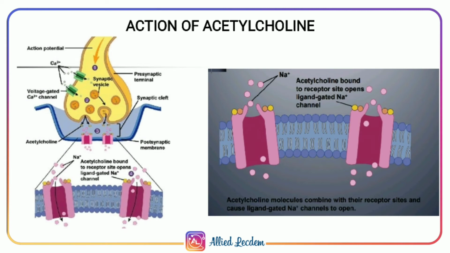As we can see in this diagram, the acetylcholine molecule combines with the nicotinic receptor and forms the acetylcholine receptor complex, causing ligand-gated sodium channels to open. This causes an influx of sodium from the ECF to the interstitium. Sodium ions from the ECF enter the neuromuscular junction through these channels, alter the resting membrane potential, and develop an electric potential called the end plate potential.